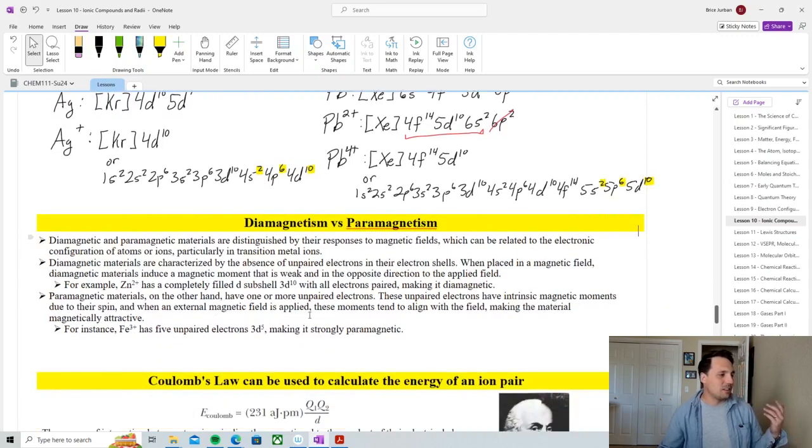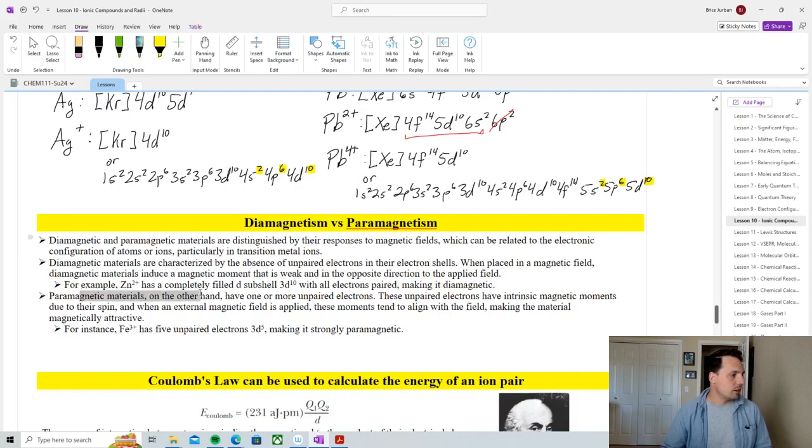Okay, so last couple things in this lesson are about when we look at transition metal ions, predicting their magnetic properties. And we can predict what a magnetic property of a material is going to be by whether it has unpaired electrons in its outermost shells. And these materials that are characterized by unpaired electrons are known as paramagnetic materials.